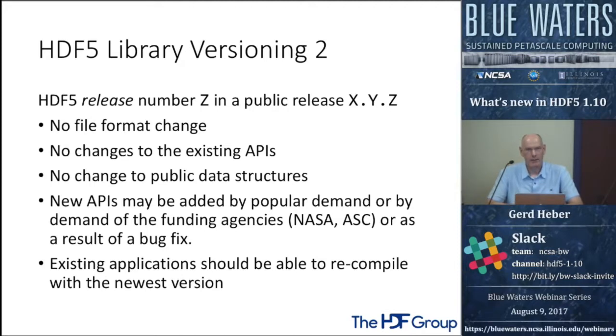Which means that if you're tracking a particular release number where the Y stays constant, so let's say a 1.8 family or 1.6 family or the 1.10 family, within that family you should not encounter any problems whatsoever recompiling your application with the newest version, because there are no API changes, there are no file format changes.